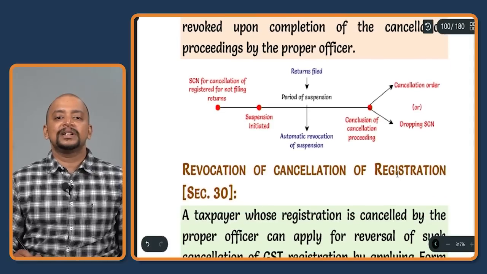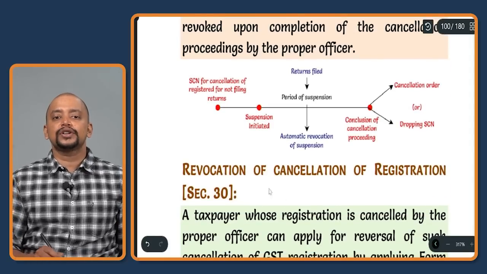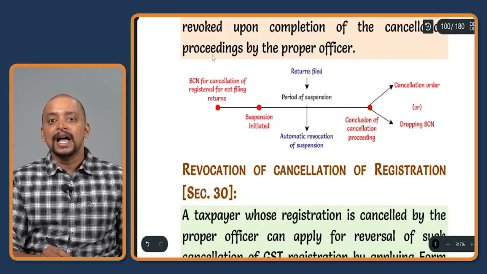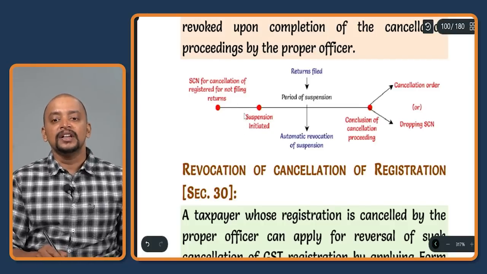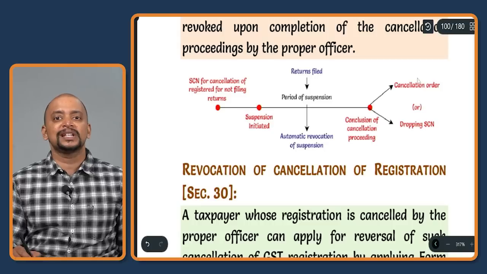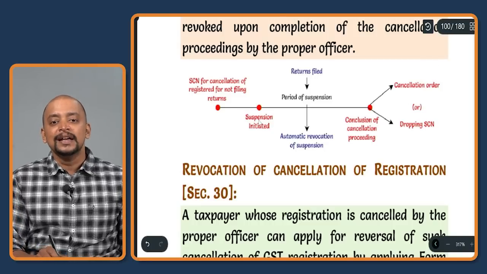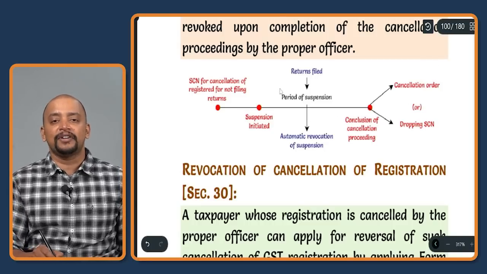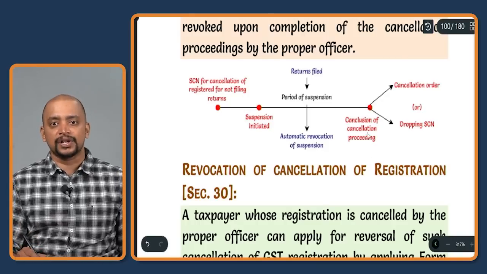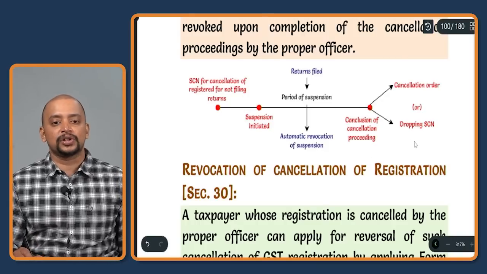Now there is one amendment here. Suppose if there is a show cause notice issued for cancellation of registration on account of non-filing of returns, and they will initiate the suspension. At the conclusion of cancellation proceedings, either they will cancel the registration or they will drop the show cause notice. Between this suspension period, if you file the returns, then there is automatic revocation of suspension, you can continue in the registration. So they will not pass the cancellation order.